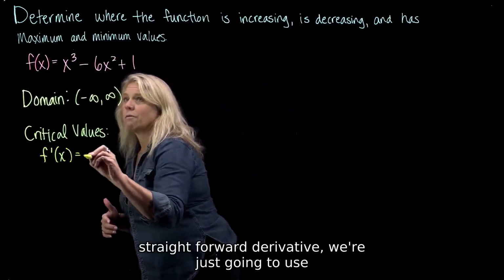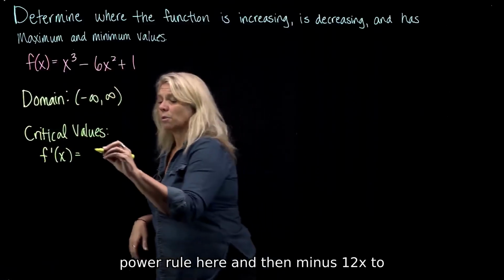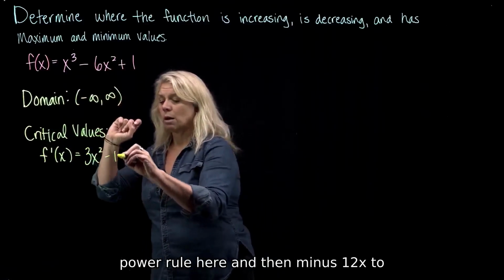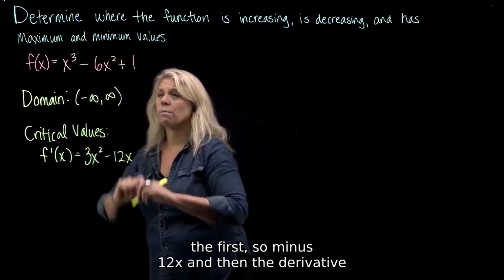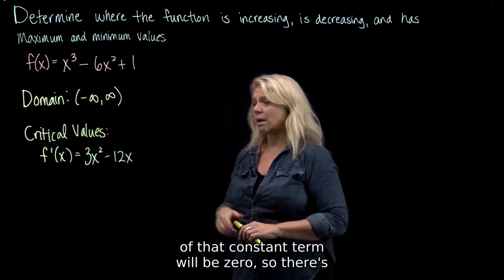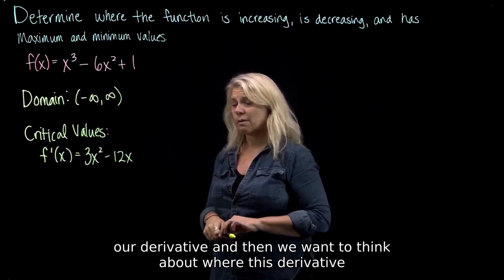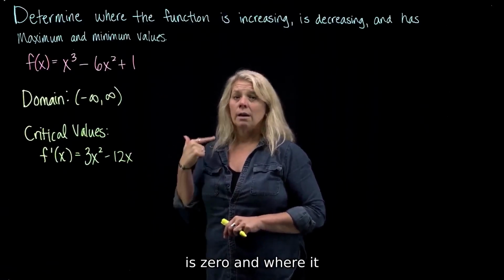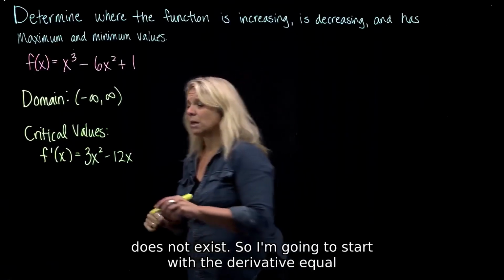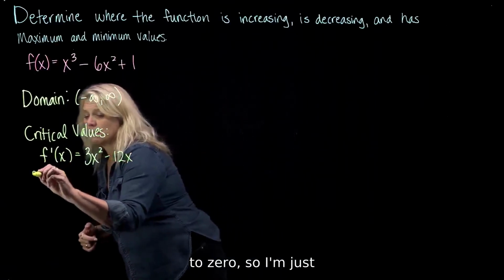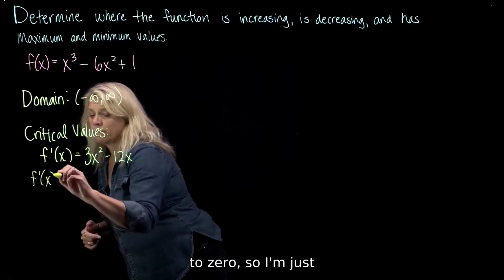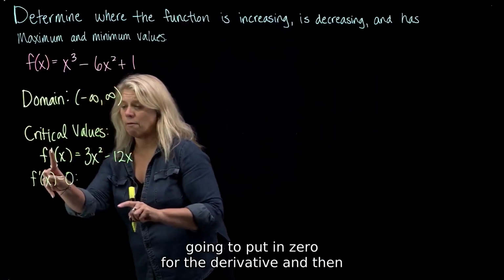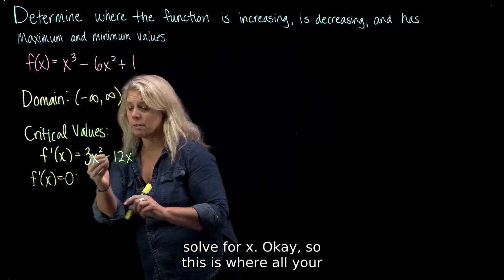So I'm going to find the derivative. This one's a pretty straightforward derivative. We're just going to use the power rule here. And then minus 12x to the first, so minus 12x, and then the derivative of that constant term will be 0. So there's our derivative. And then we want to think about where this derivative is 0 and where it does not exist. So I'm going to start with the derivative equal to 0. I'm just going to put in 0 for the derivative and then solve for x.